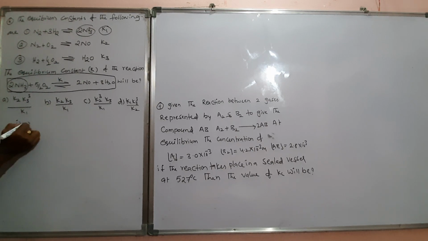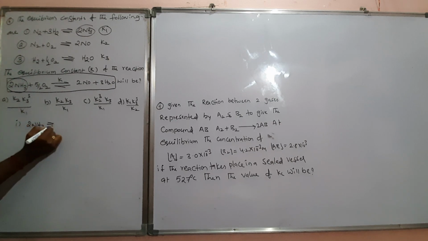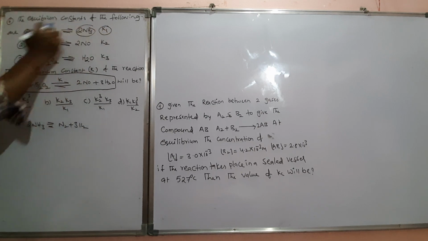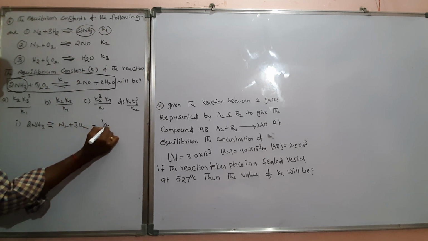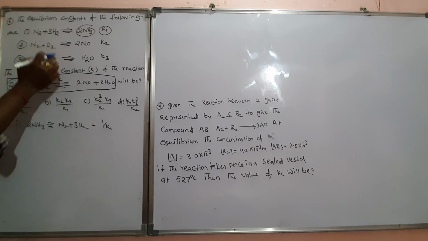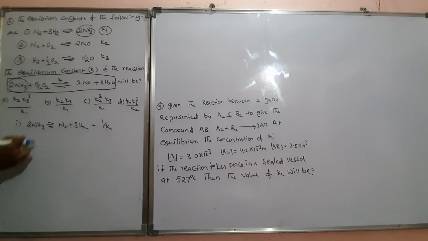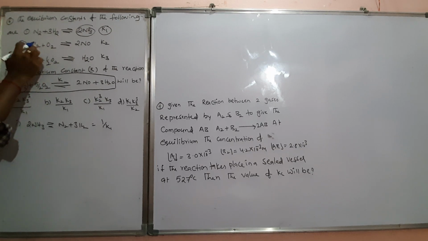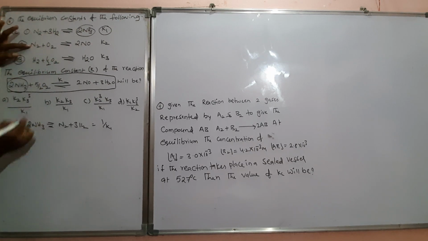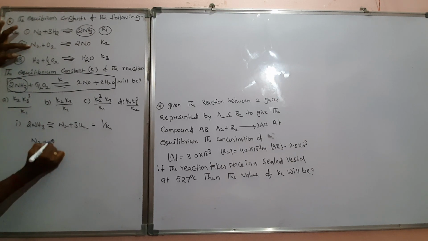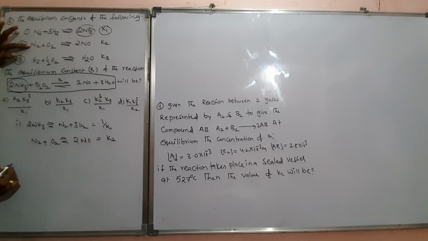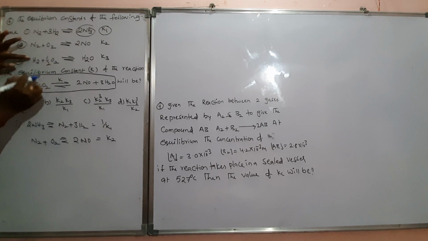So first equation: 2NH3 gives N2 plus 3H2. Its equilibrium constant was K1, so now its equilibrium constant is 1 by K1, right? Then the next equation, do we need to change its direction? Here no need to change. Oxygen is present on the reactant side, and here also on the reactant side. So when you are adding these two equations, I am taking the equation N2 plus O2 gives 2NO, which is equal to K2. Now I am taking this equation also.